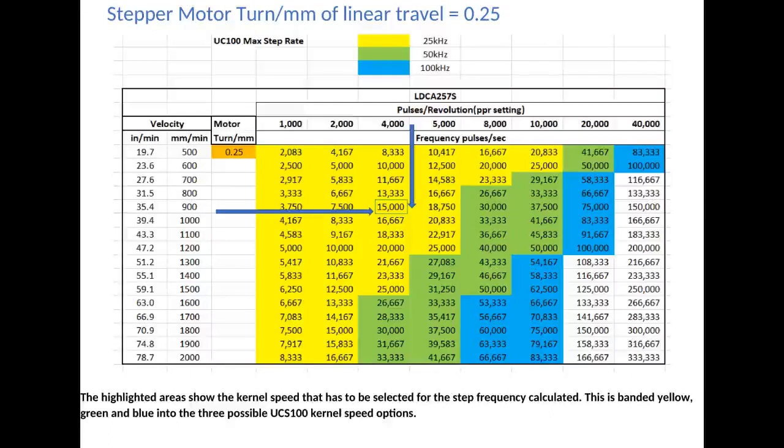This table is for a motor lead arrangement where the motor rotates a quarter of a turn for each millimeter of linear movement. The 2 left-hand columns show the velocity in millimeters per minute with a conversion to inches per minute, and the table row values show the frequency of the stepper pulses required for the pulses per rev set on the LCDA. The coloured areas show the outer limits of the kernel selections for 25, 50 and 100 kHz. You can see at the 40,000 pulses per rev setting, you can only select up to 600 millimeters per minute velocity. I didn't bother with the 51,200 range. The formula for each cell is the same as the first formula I gave above.